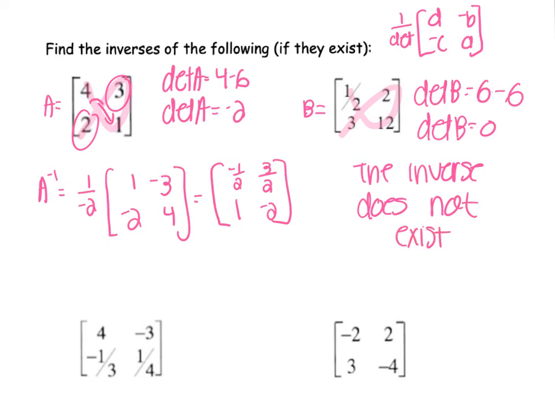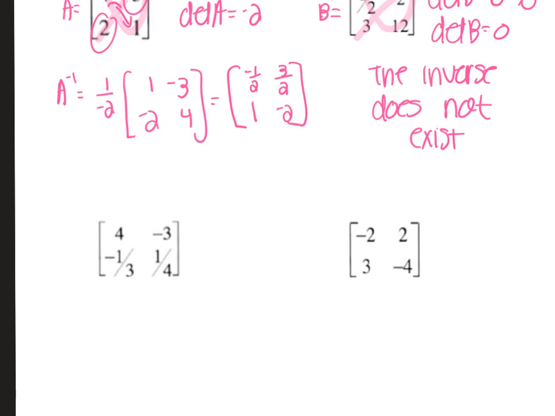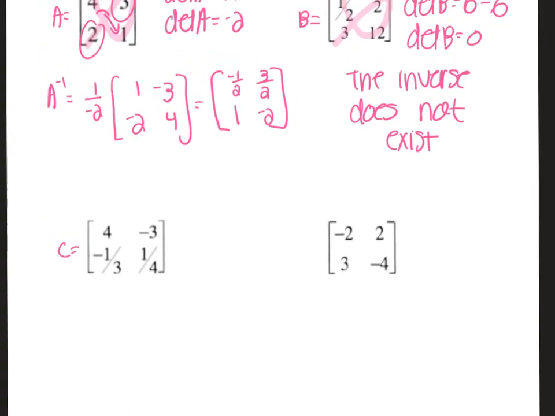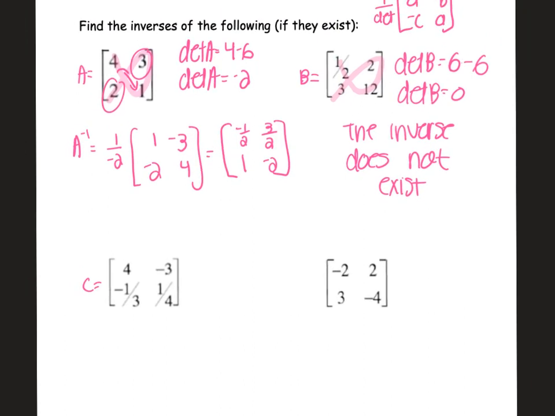All right, I'm going to call this C, and I want you to see if you can find the inverse of C. Hopefully that one was a quick one for you, because if you notice the determinant of C, I do 4 times 1/4, which is 1, and negative 3 times negative 1/3, which is 1. So the determinant of C is 0, so the inverse does not exist.